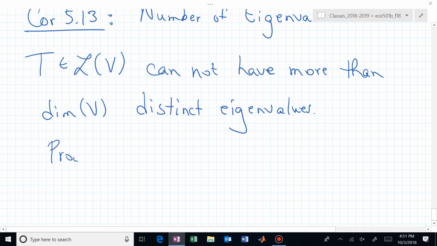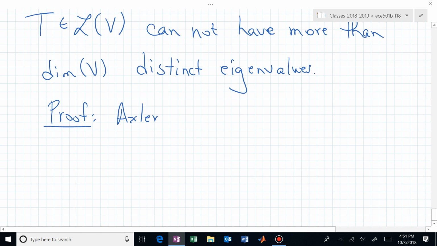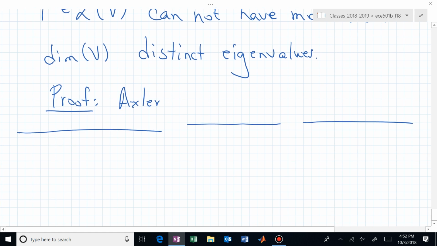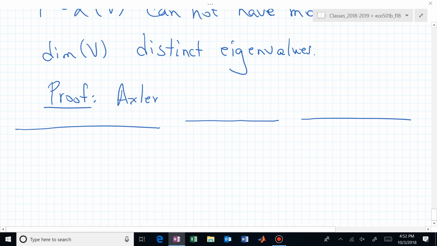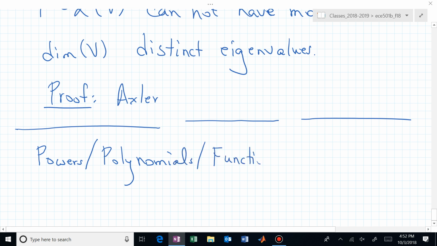And I will let you look at the book for that proof, because we now want to go on to the next topic, which is creating more interesting operators. Let's now look at powers, polynomials, and functions of operators.